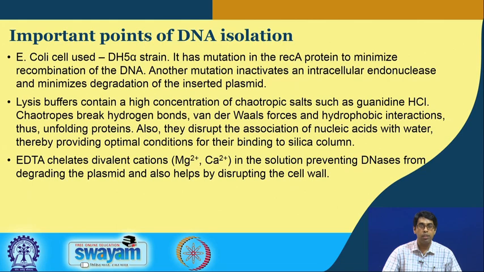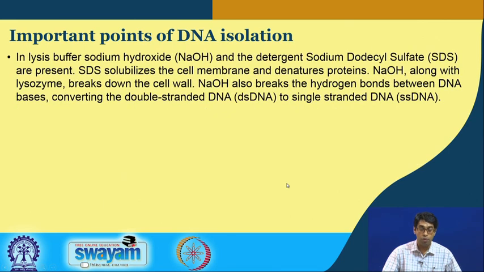RNase enzymes degrade RNA molecules and DNase enzymes degrade DNA molecules, and those enzymes require these divalent cations. So, if EDTA binds these divalent cations, then the DNase enzymes are inactivated, and thus it prevents the degradation of our plasmid. Also, binding these divalent cations results in the disruption of the cell wall, because we want to disrupt the cell wall in order to lyse the cell.